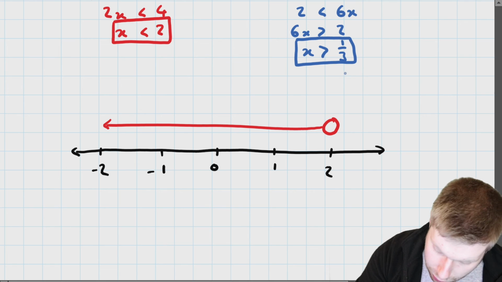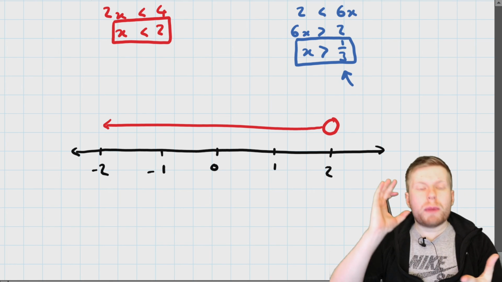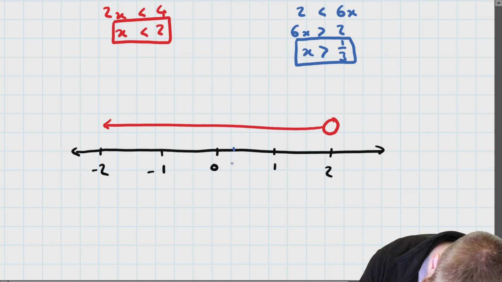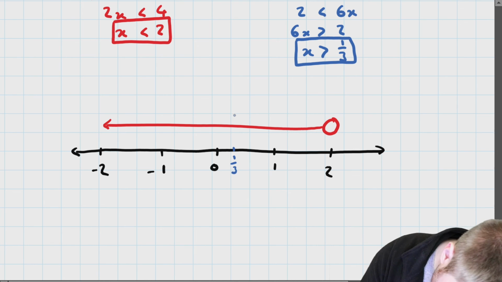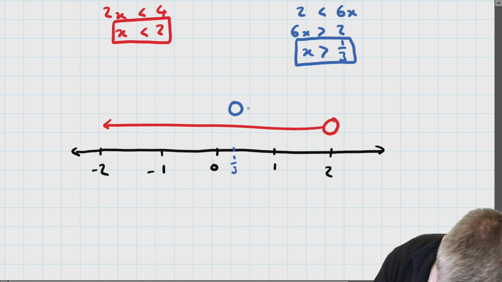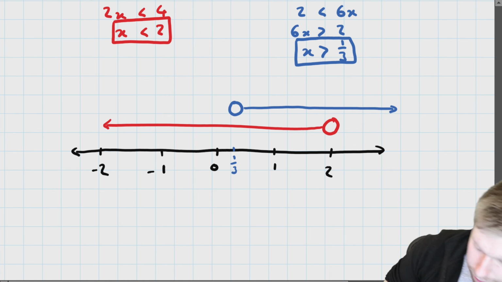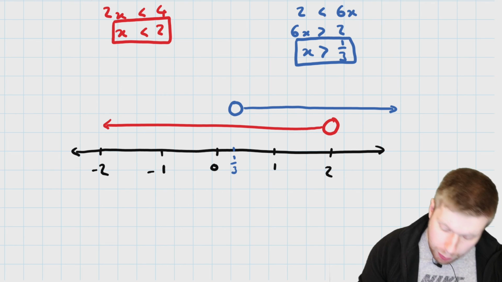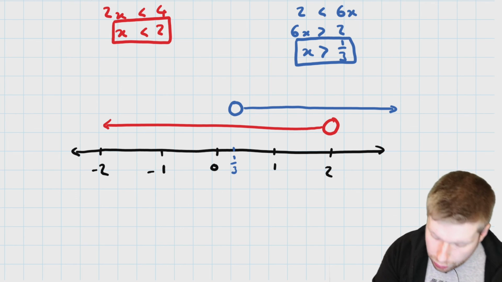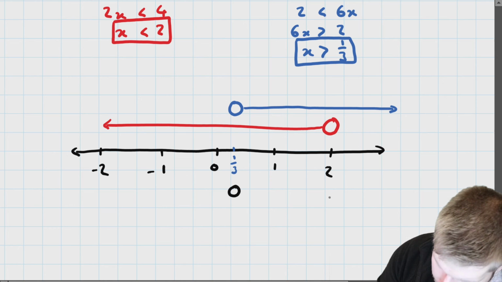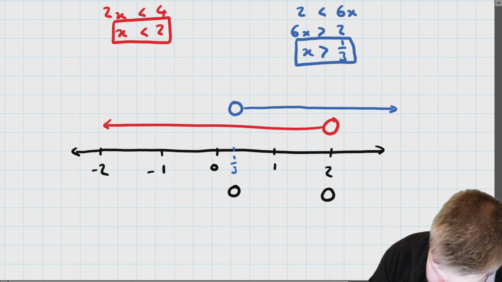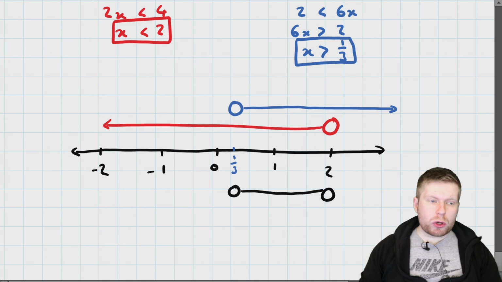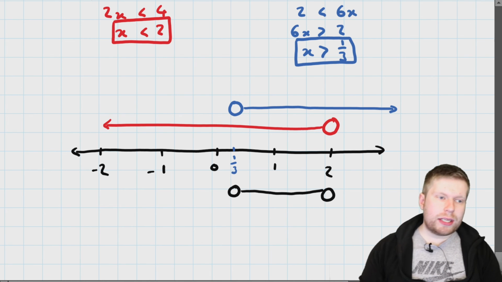The other case that I've got to satisfy as well is that x has got to be greater than 1/3 at the same time. So here's 1/3. It can't be 1/3, but it's got to be anything greater than 1/3. So let's just have a look at that. What region on my number line is shaded by both of these inequalities? Well, are you happy it's anything from 1/3 right the way up to 2? That's the only portion of the graph that satisfies both of these inequalities.